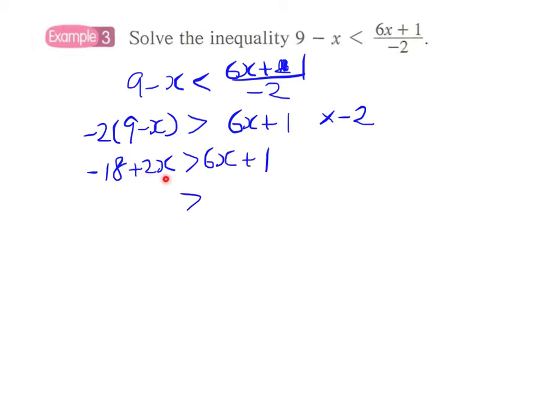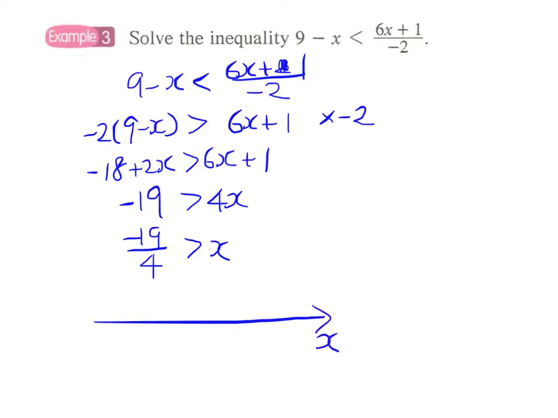And again, we move plus 2x towards the right hand side. We have 6x minus 2x, we have 4x. And minus 18 minus 1, we have minus 19. So x will be less than minus 19 over 4. And to represent the solution on the number line, it will be like this. x is less than minus 19 over 4, and since this does not include the equal sign, we draw a small circle here. So this will be our answer.